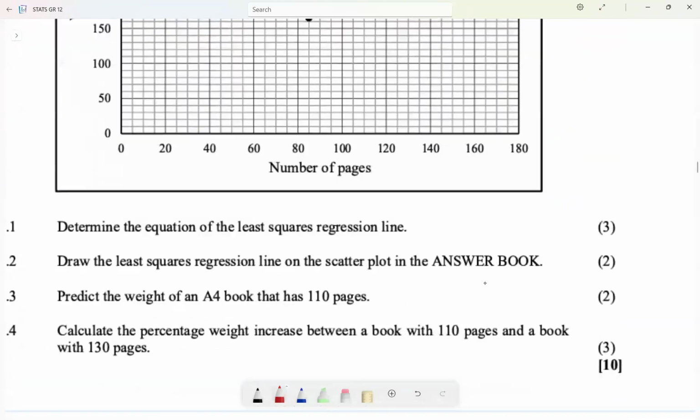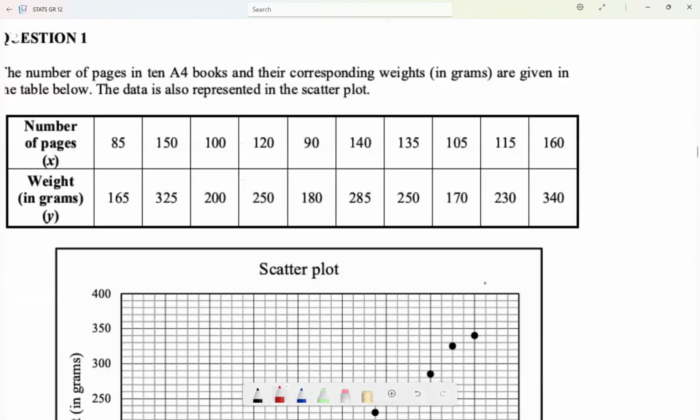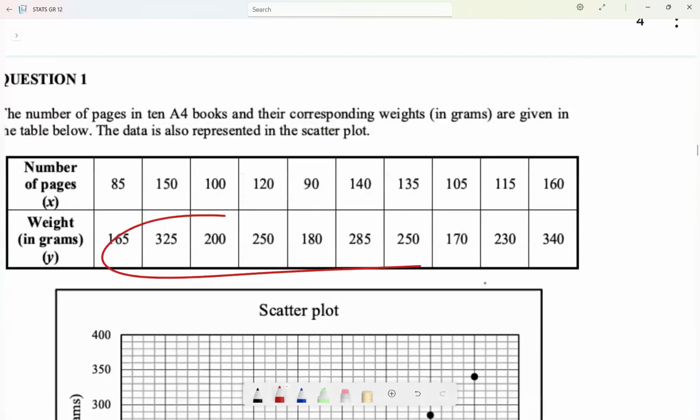Guys, this one just needs you to use your calculator. You know how to find the equation of a least square regression line. You just say mode, then press stats on whatever calculator it is. For me, it is 3, and then you choose A plus Bx, and then it will give you an option to insert your data. The x are the x's, the y are the y's.